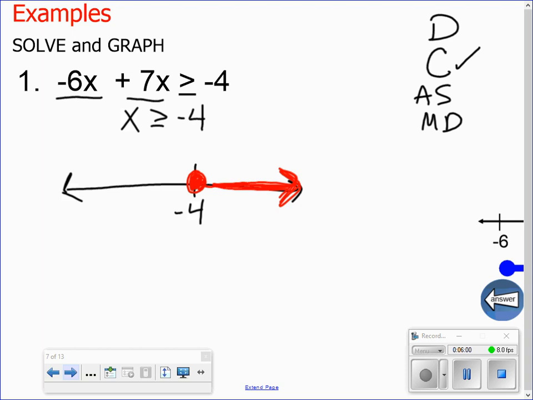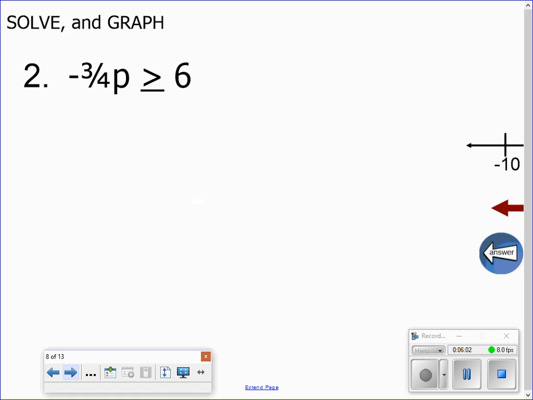Alright, let's look at another example. So here we have negative 3/4 p is greater than or equal to 6. So again, remember our steps for solving would be to distribute, combine like terms if necessary. We don't need to do either one of those because we do not have like terms, we do not have parentheses. Add or subtract to get the variable by itself. Well, we know the variable is already on one side by itself, so I don't need to do this step, so we can move straight to multiply and divide to isolate this variable.